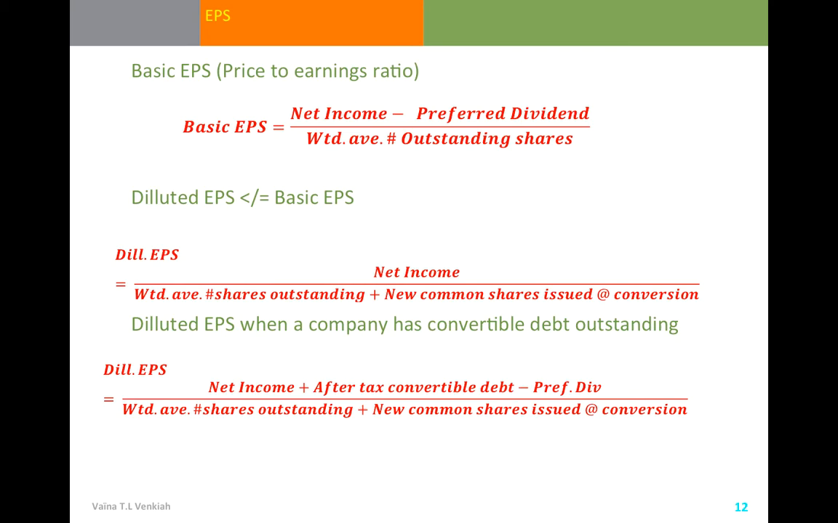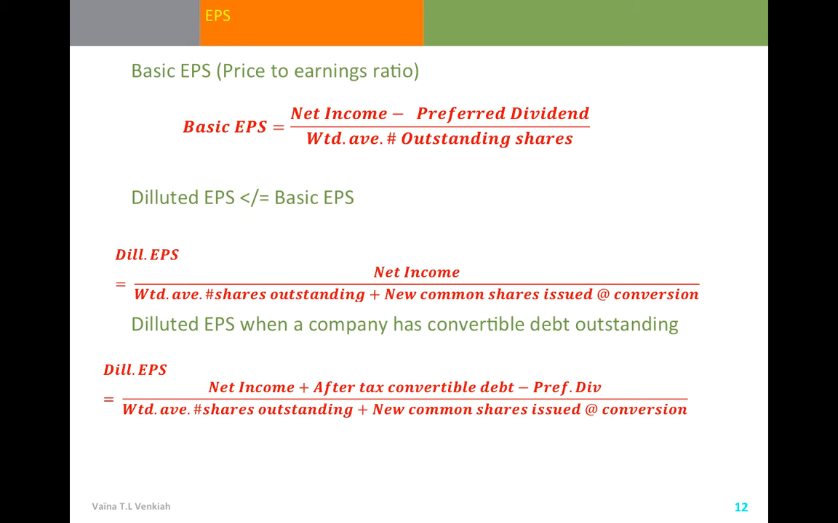Next, we're going to learn about earnings per share, which is EPS. First we have the basic EPS, which is calculated by net income minus preferred dividend over the weighted average number of outstanding shares. Note that the diluted EPS is always less than or equal to the basic EPS.